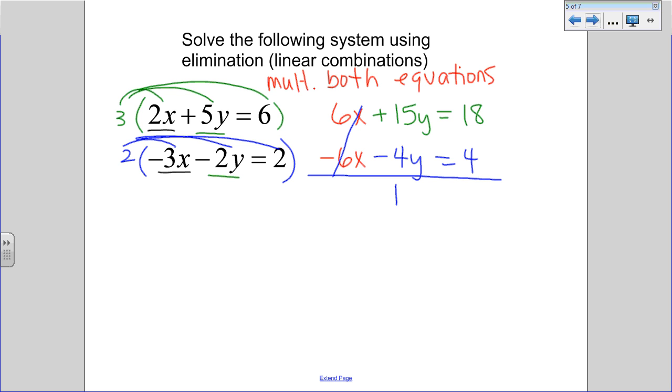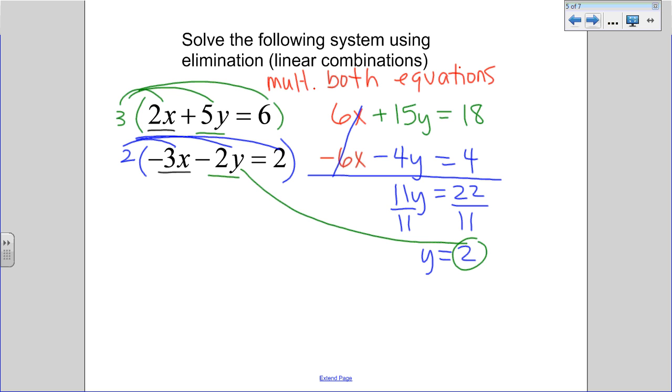And I get 11y is equal to 22. Divide by 11. And we get y is equal to 2. I'm going to go back and I'm going to plug it in for y. I usually go back to my original equation. The coefficients are usually a little bit smaller. It makes my mental math a little bit easier. So I have negative 3x minus 2 times 2 is equal to 2. We get negative 3x minus 4 equals 2.